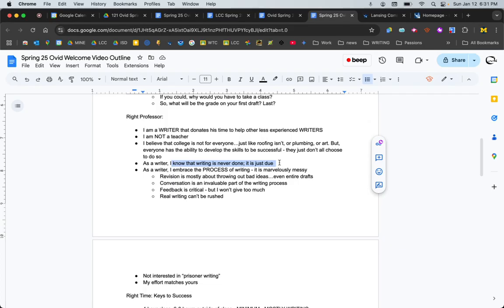As a writer, I know that writing is never done. It is just due. That's something I really fundamentally believe about writing. You're never going to be done writing. You're just going to have to turn it in. And we're going to approach writing like that because writing is a process. It's really messy. A lot of times you have to throw out entire drafts, which usually can't happen at the high school level. You need to have tons of conversation, which is hard in a virtual class, but still really critical.